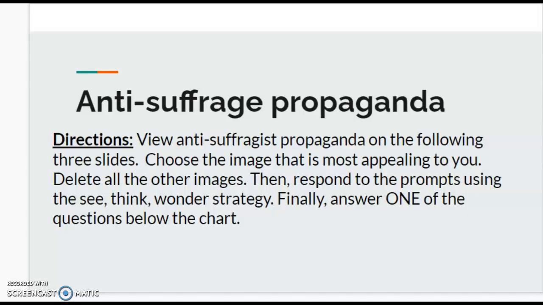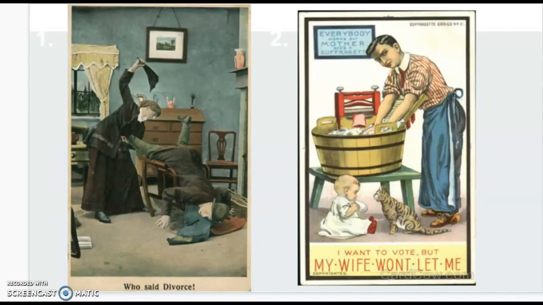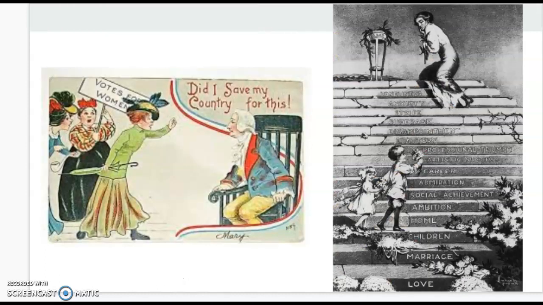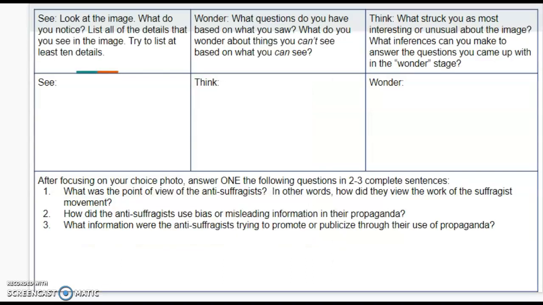So today we're going to look at anti-suffragist propaganda and suffragist propaganda. So people who were against women's suffrage or didn't want them to get the right to vote, and people who did. So first, what you have are 6 pictures of anti-suffragist propaganda. So people who did not want women to get the right to vote, and you're going to complete the See, Think, Wonder. So you'll look at the image, you'll just choose one of those images. What do you notice? So you'll list at least 10 details of things you notice, and then what do you wonder? What questions do you have based on what you saw?